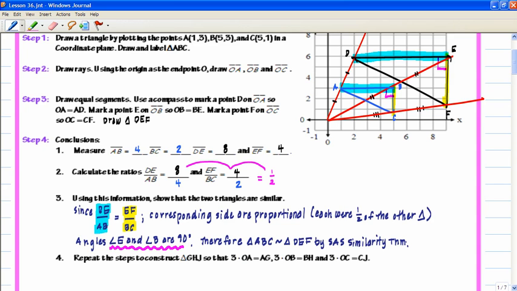Repeat the steps to make triangle GHJ so that 3 times OA equals AG, 3 times OB equals BH, and 3 times OC equals CJ. I don't have enough room on the screen to do this, but I'd like you to continue in your notes.